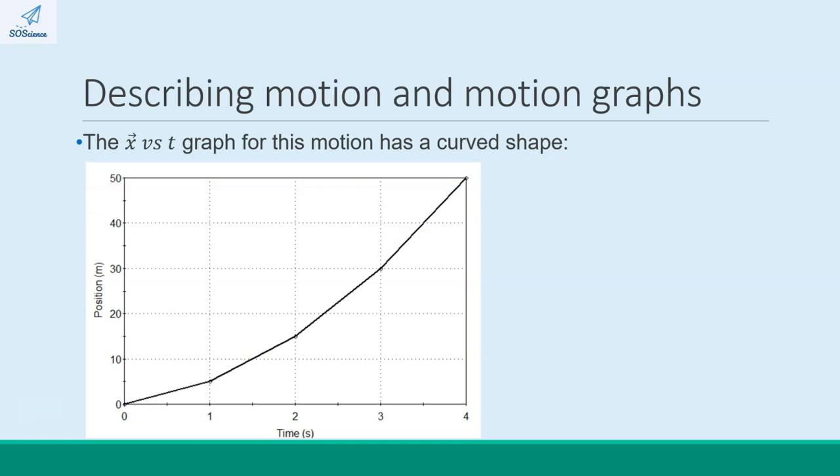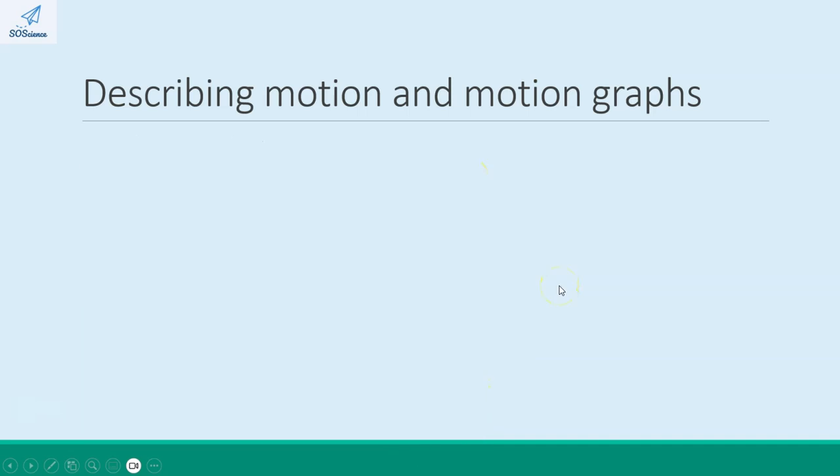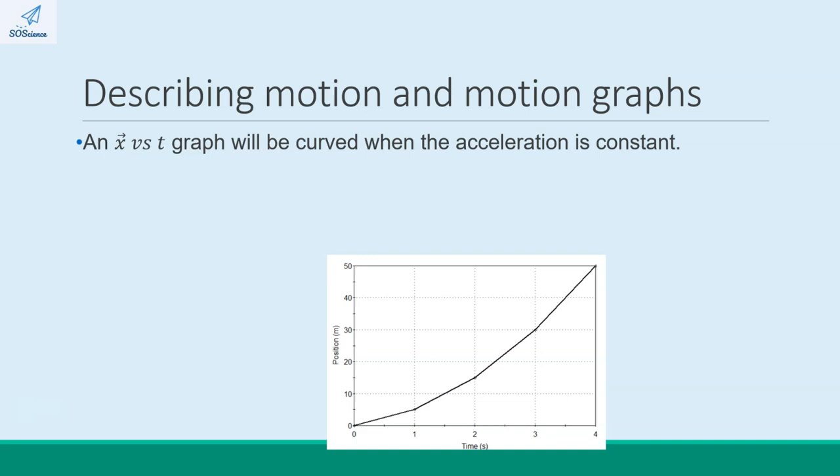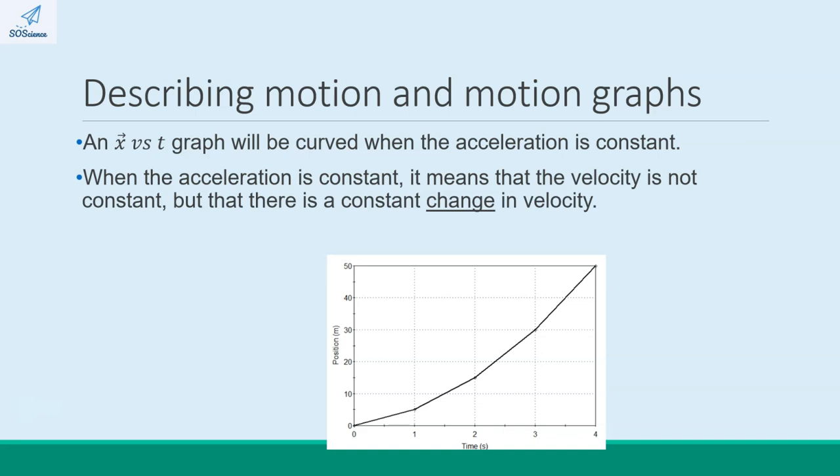The x versus t graph for this motion has a curved shape. This happens to be a parabolic graph. And here we have graphed 5 meters after 1 second, 15 after 2 seconds, 30 after 3 seconds, and 50 after 4 seconds. So an x versus t graph will be curved when the acceleration is constant. When the acceleration is constant, it means that the velocity is not constant, but the velocity is changing by a constant amount. So there's a constant change in velocity every second.